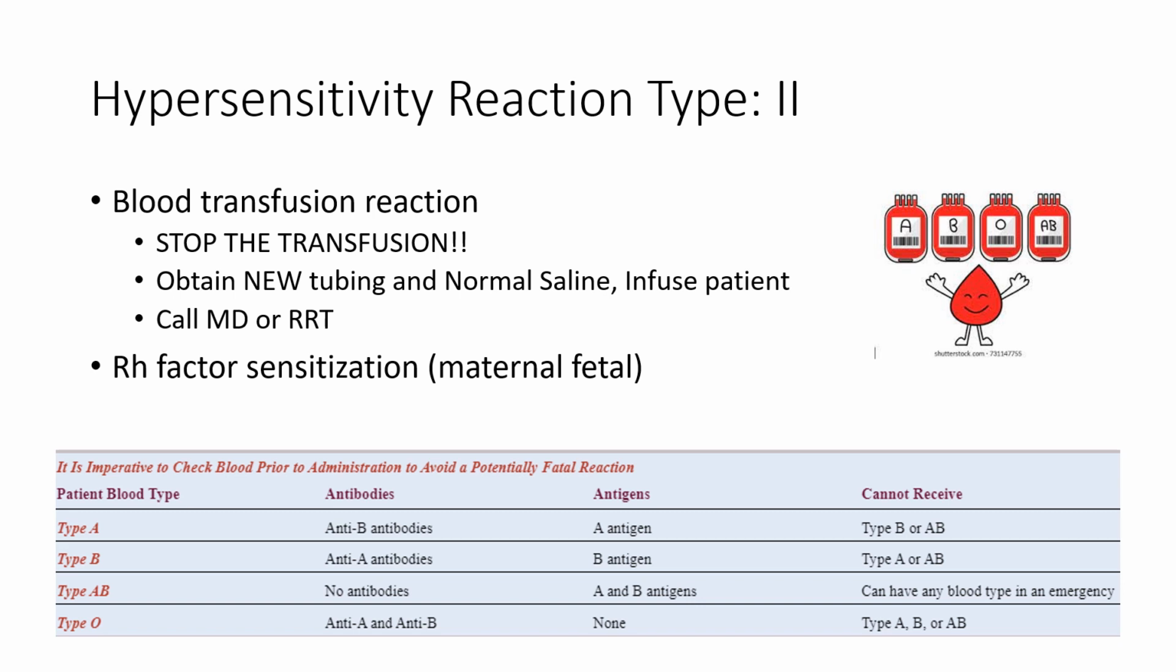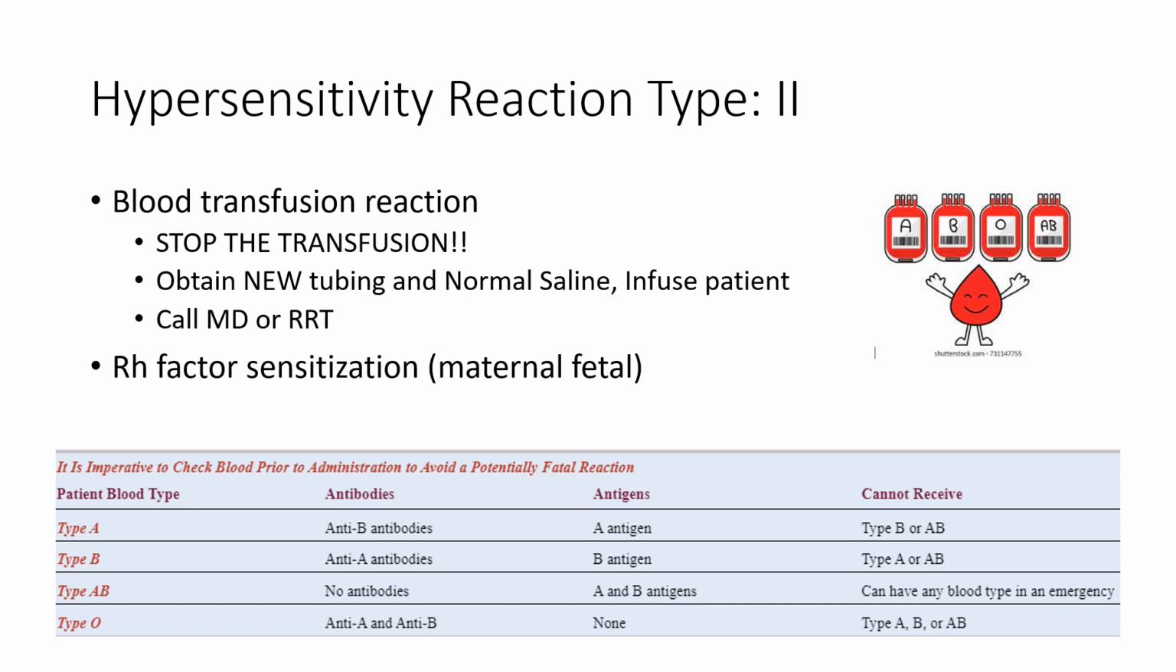This is something that we see more often, especially in med-surg. If you're giving blood and your patient starts having signs of a reaction, like they are short of breath, they have a fever, they're all of a sudden complaining of back pain, they are itching, they have a rash, any signs of a hypersensitivity where you're thinking, oh, they're having a reaction to this blood, you need to immediately, and I mean immediately, stop the transfusion. Press off at the pump, unhook the blood from your patient, and then obtain new tubing, get normal saline, and infuse the patient.